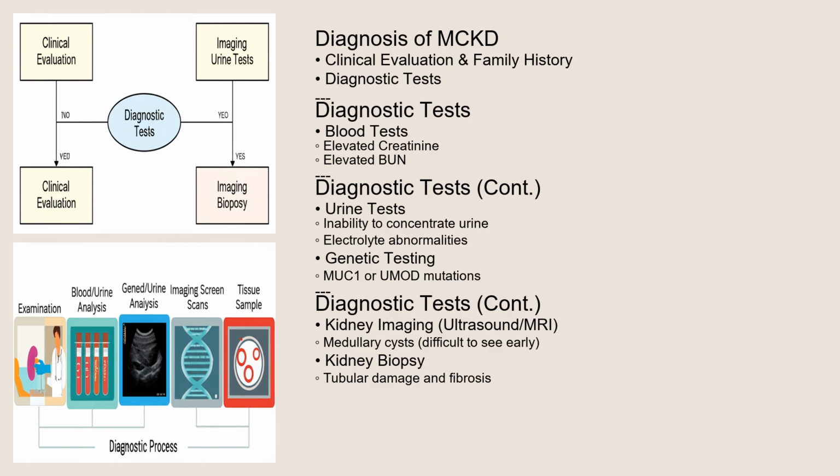Diagnosis of MCKD involves a combination of clinical evaluation, family history, and diagnostic tests. Blood tests can reveal impaired kidney function, such as elevated creatinine and blood urea nitrogen (BUN) levels. Urine tests may show an inability to concentrate urine and electrolyte abnormalities. Genetic testing can confirm the presence of mutations in the MUC1 or UMOD genes. Kidney imaging, such as ultrasound or MRI, may reveal cysts in the medulla, though these can be difficult to visualize in the early stages. A kidney biopsy can provide a definitive diagnosis by showing characteristic tubular damage and fibrosis.